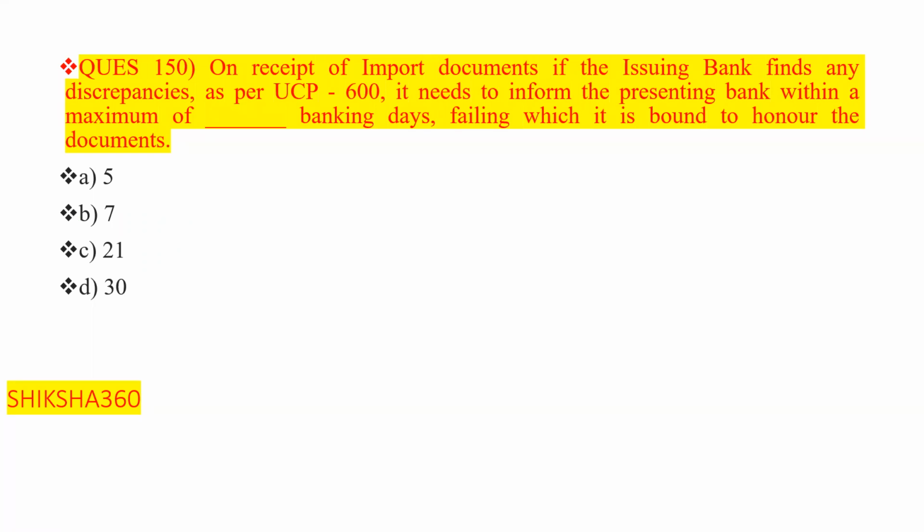It means that if they are not informing the presenting bank within that many days, they are bound to honor the documents. So within 5 banking days, 7 banking days, 21 banking days or 30 banking days? The correct answer is option number A, that is 5 banking days. So this one is our answer. Question number 150, option A is our answer.